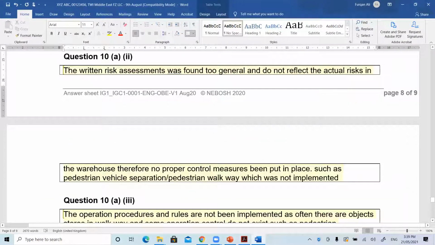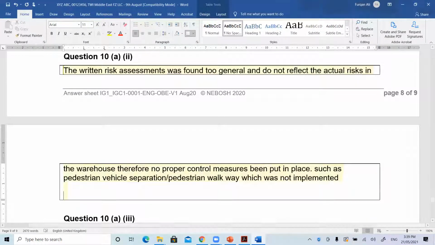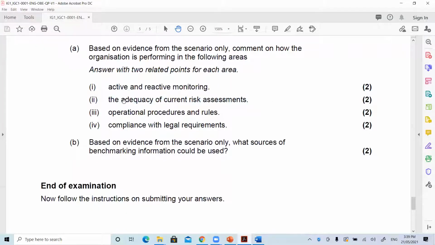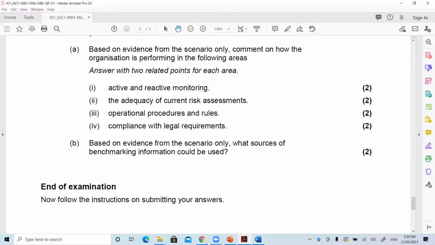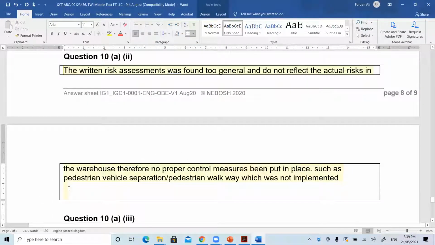No, they're not adequate. The written risk assessments were found to be too general and do not reflect the actual risk in the warehouse. Therefore, no proper control measures are put in place, such as for pedestrians. Now, again, here he needed to mention 2 points, whereas he's only mentioned 1 point. Okay, so he will get 1 mark here. In order to get full marks, you need to mention 2 points. The written risk assessments were found to be too generic and do not reflect the actual risks in the workplace.